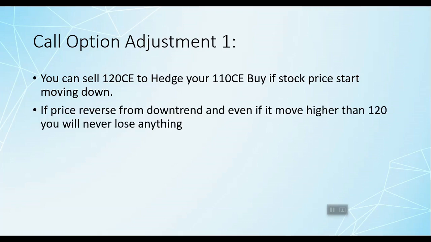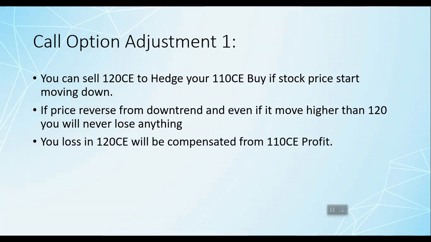Okay, so if the price reverses from the downtrend and even if it moves higher than 120 rupees, you will never lose anything, even though you have sold the 120 call option. Okay, so your loss in the 120 call option will be compensated by the 110 call option profit. Whenever the price starts moving higher, your 110 call option will start giving you the profit, and your 120 call option will start giving you the loss.